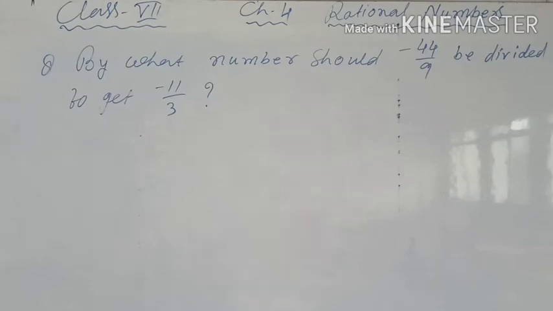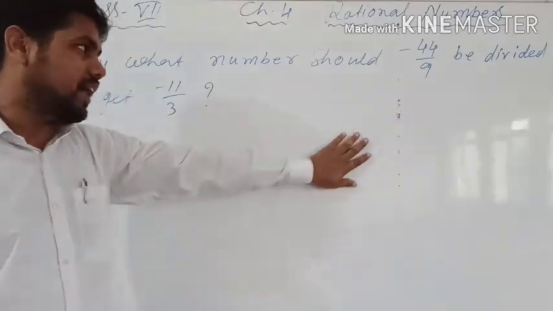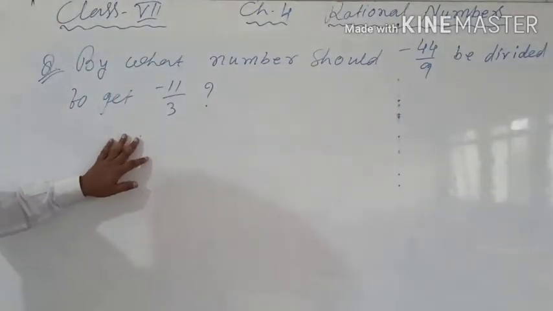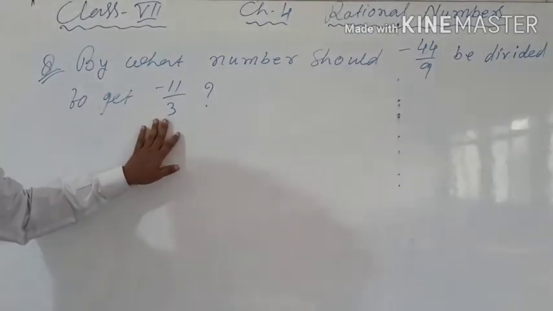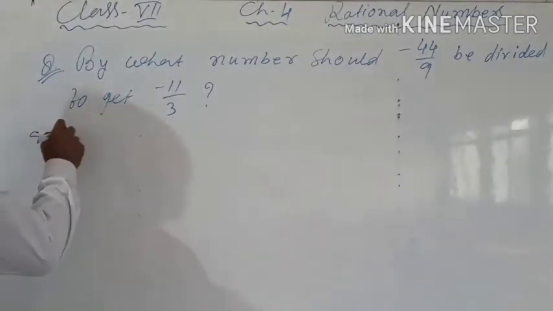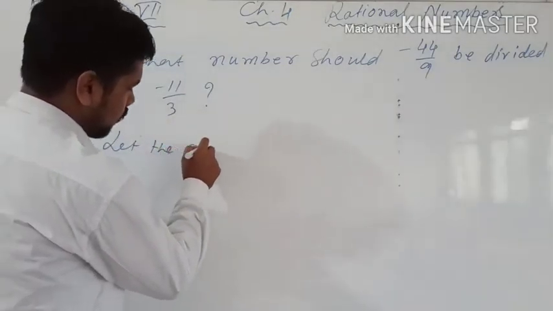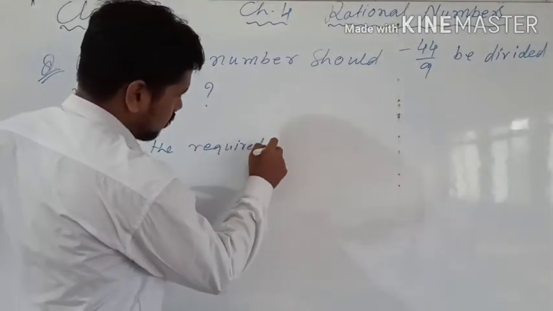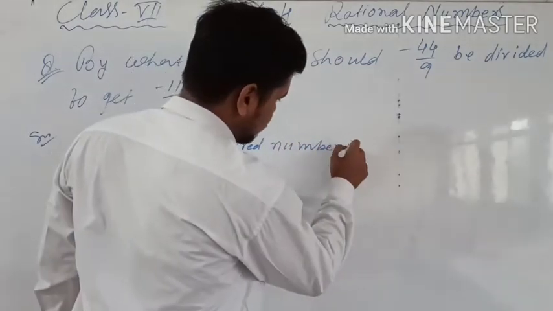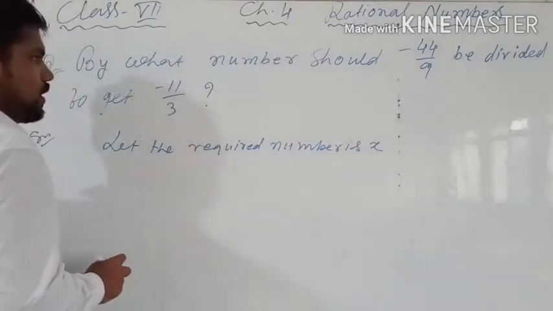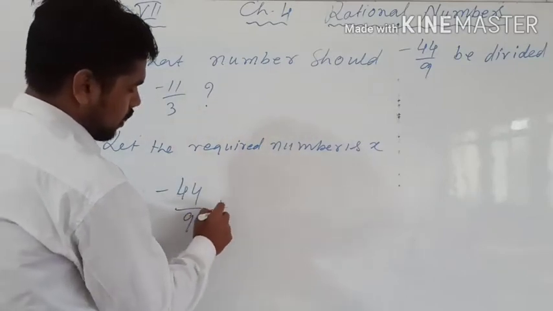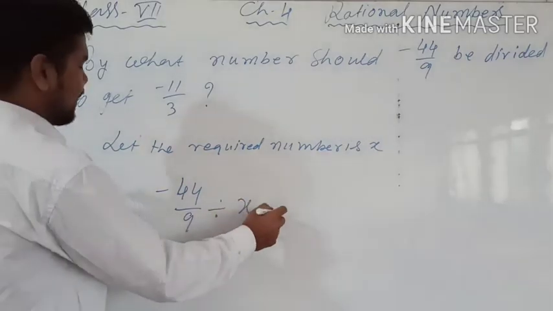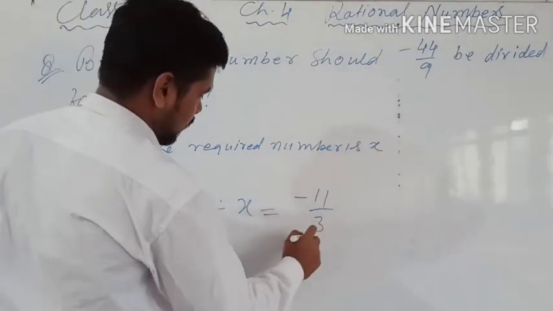So the next type of question in your exercise is: by what number should this be divided? इस नंबर के साथ इस नंबर को कितना से डिवाइड किया जाए so that the answer we get is this much. Here also we will do the same thing. Let the required number be x. It is asking: 44 divided by 9, how much should we divide by so that the answer comes to minus 11 by 3.